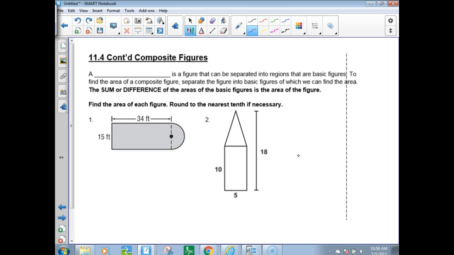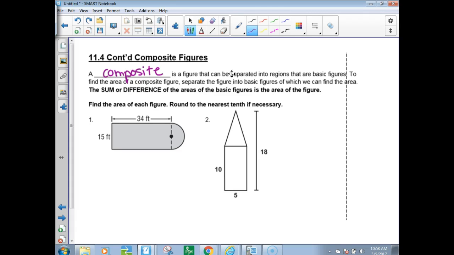Okay. Now we're going to look at some composite figures. A composite is a figure that can be separated into regions that are basic figures. To find the area of a composite figure, separate the figure into basic figures of which we can find the area. The sum or difference of the areas of the basic figures is the area of the figure.